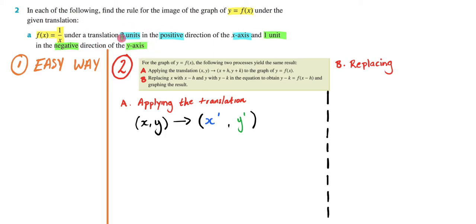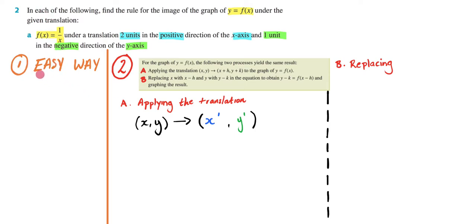Now, to answer this question, there are 2 ways we could go about it. The first way I'm calling the easy way, and the second way is really utilizing the method the textbook has just taught us. It's a 2-step method, and it takes a bit of time. Now, let's start with the easy way of doing this.